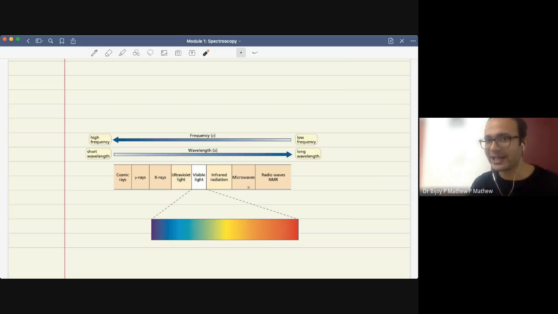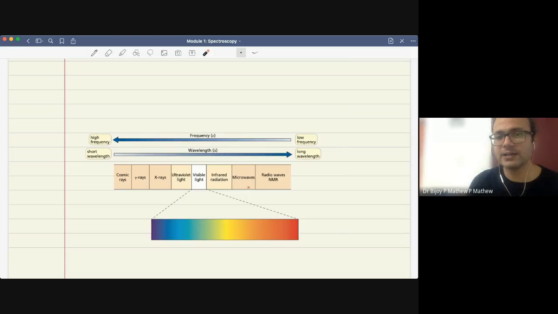So in organic chemistry we do not use microwave for structure elucidation. We only use it for carrying out certain organic reactions, because rotation of the molecule helps us make these reactions happen more conveniently.